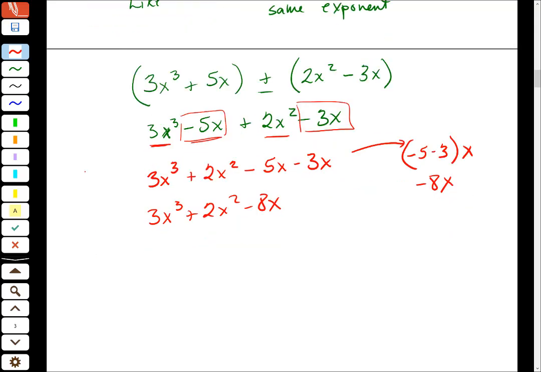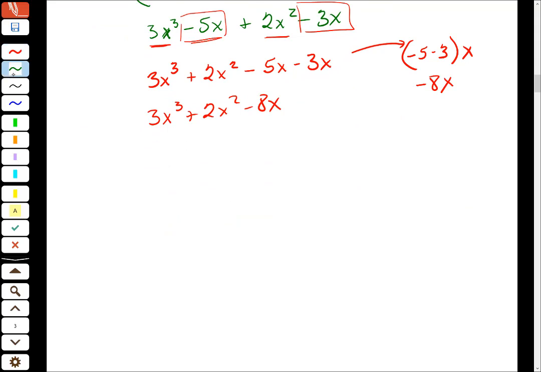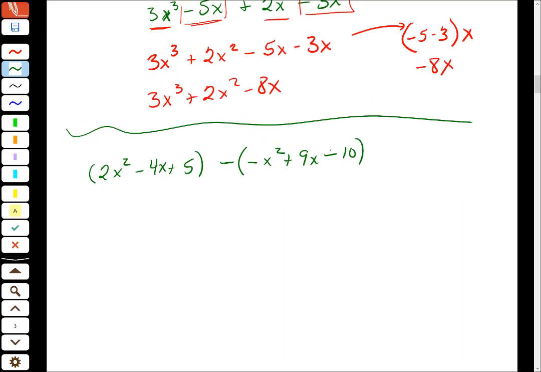Okay, so let's do another example with addition and subtraction. And let's do a subtraction one. 2x squared minus 4x plus 5 minus negative x squared plus 9x minus 10. Okay. So, and the instructions here just usually say to add or simplify or something like that. Okay, the first thing I need to do is remove these parentheses so I can regroup like terms together.